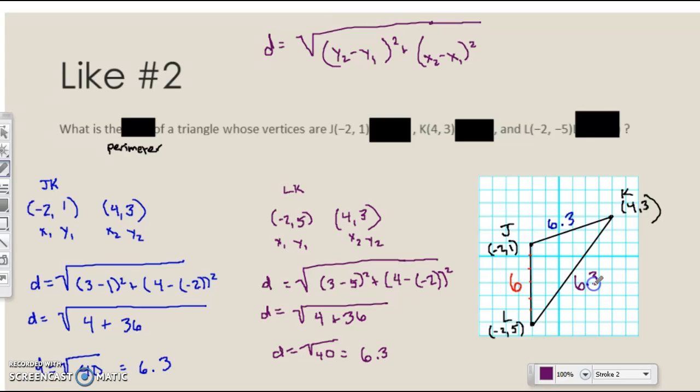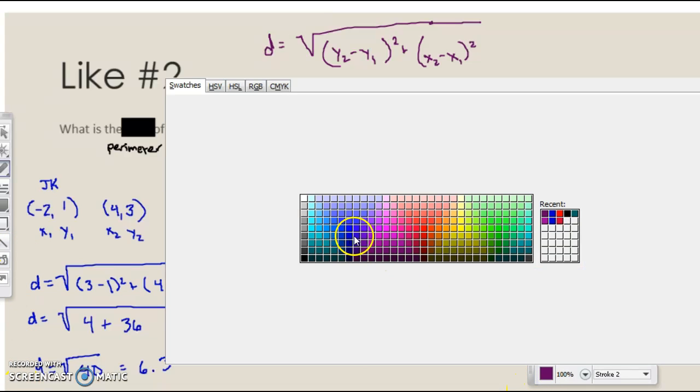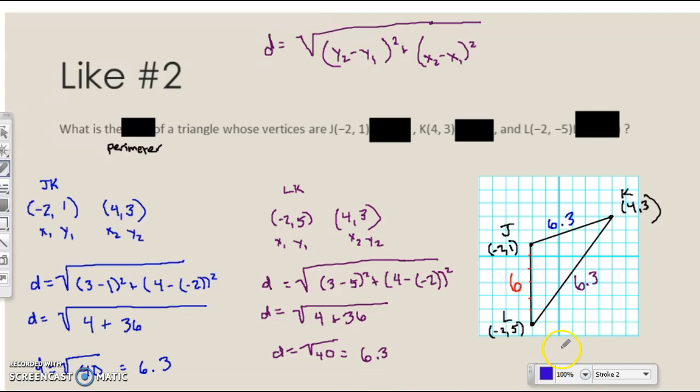So now to find the perimeter of this triangle, I'm just going to add all three of those together. So let me do that. I'm going to say 6 plus 6.3 plus 6.3, and that's going to give me a perimeter of about 18.6, so about 19 if I were rounding to a whole number. All right, I hope that helps.